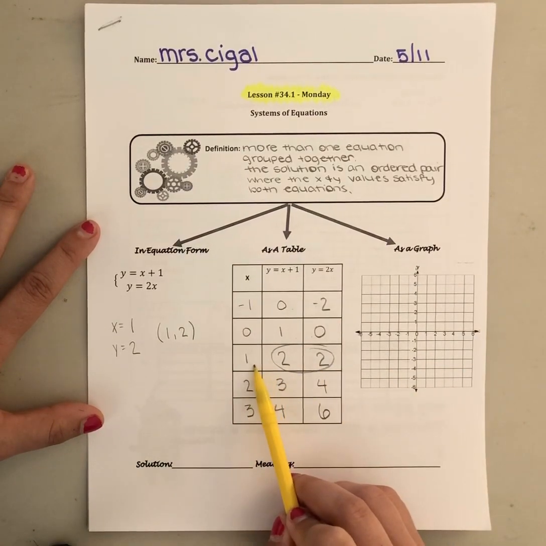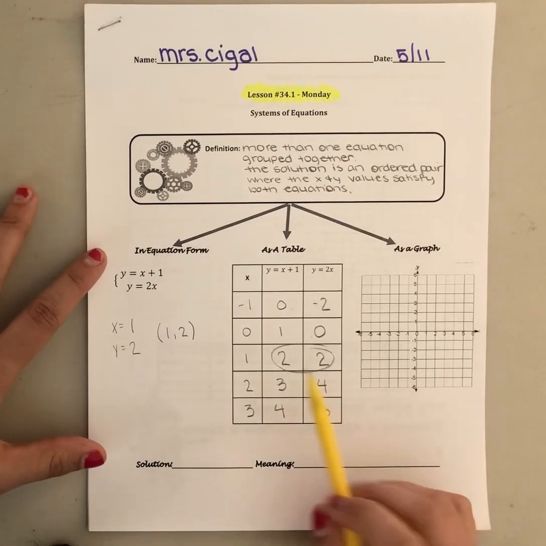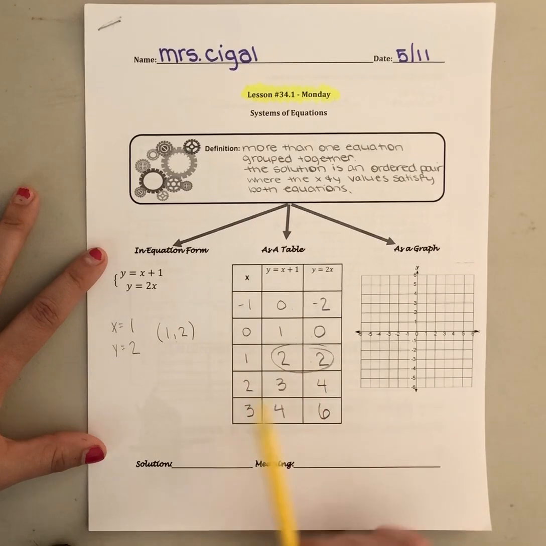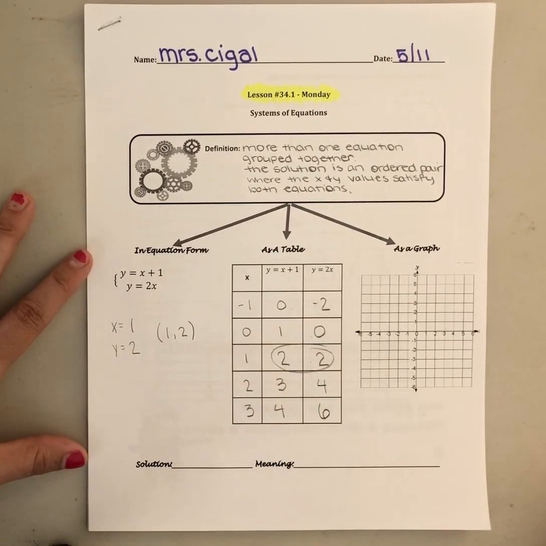When x is 1, the y value is 2 for both of them. So that's our solution. So just confirming, guess and check or a table, we got the same thing. We're just looking for wherever we plug in an x and the y is the same.